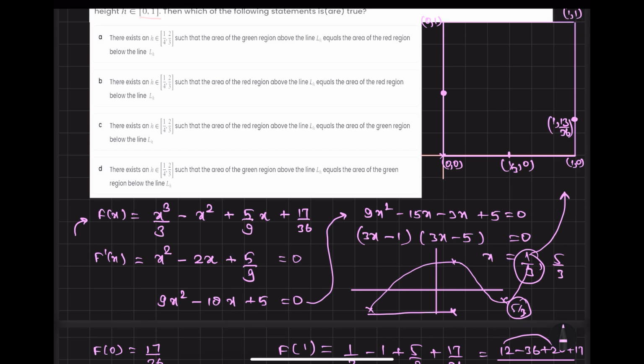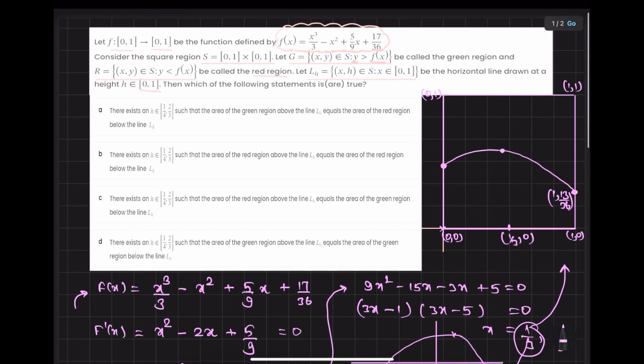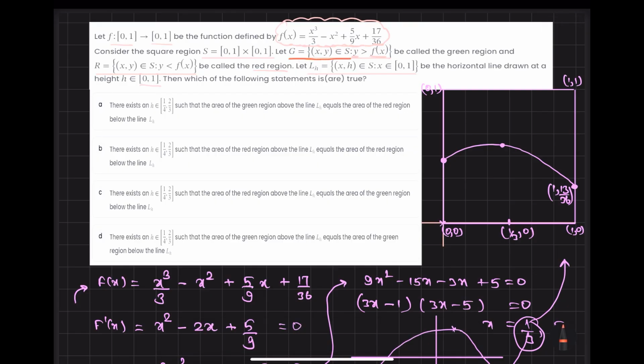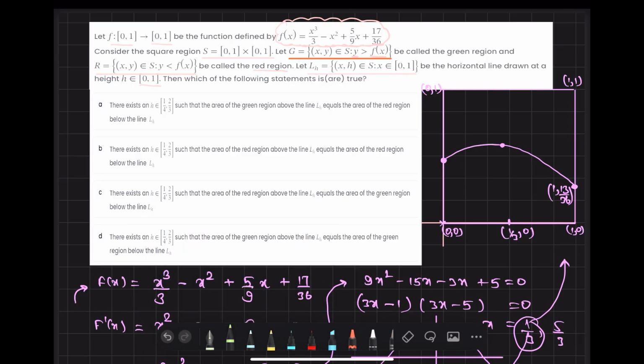You know that till 1 by 3 it will increase, and then after 1 by 3 it will decrease. So our graph will look like this. Now let's write down something. Look at this. According to them, g is y greater than f of x, which means the above part is green. So this part is green. This is the green part.